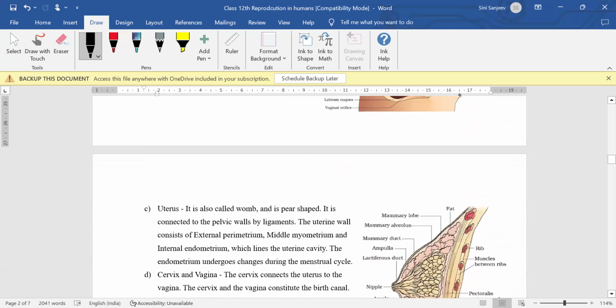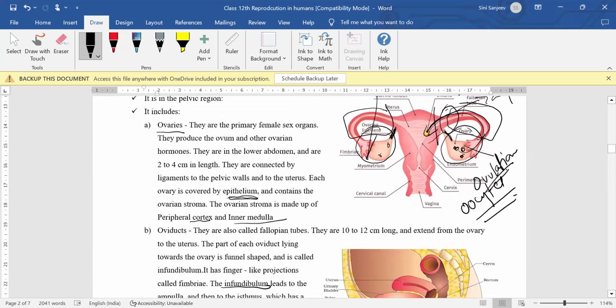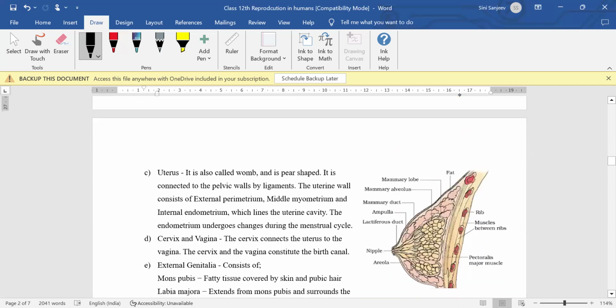Now this is a very important part because here only, for 9 months, the baby is kept. Hence it's also called a womb. If you see over here, it has a pear-shaped appearance. Usually this entire uterine system is connected by ligaments to the pelvic walls. So I told you strong ligaments are very important for the same.